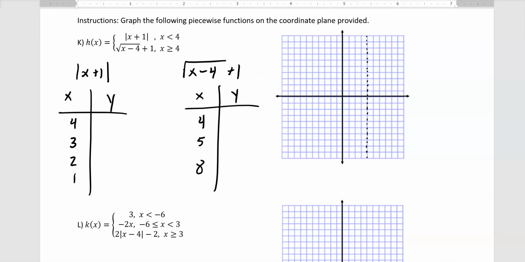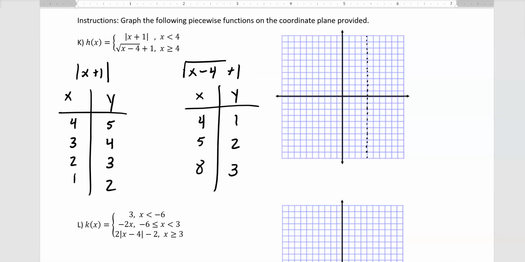As I plug in these values, the absolute value of 4 plus 1 is 5, of 3 plus 1 is 4, 2 plus 1 is 3, 1 plus 1 is 2. For the square root of x minus 4, 4 minus 4 is 0, 0 plus 1 is just 1. 5 minus 4 is 1, the square root of 1 is 1, 1 plus 1 is 2. 8 minus 4 is 4, the square root of 4 is 2, 2 plus 1 is 3.